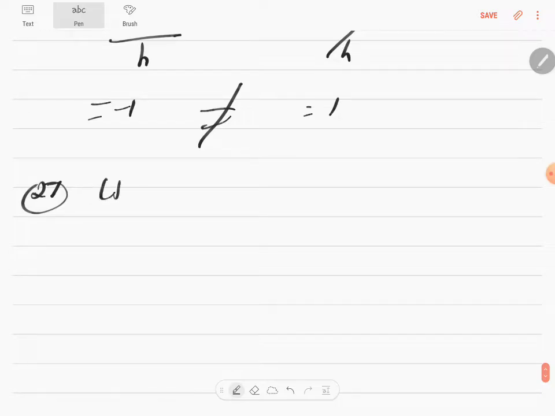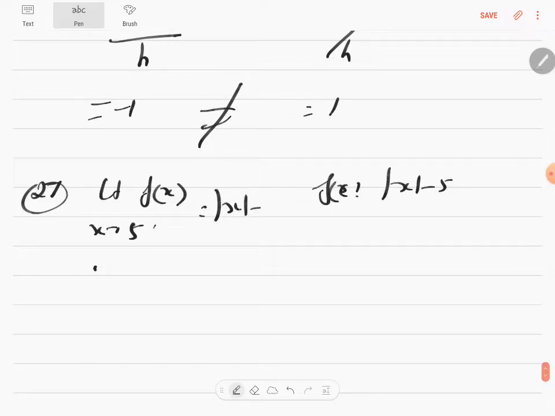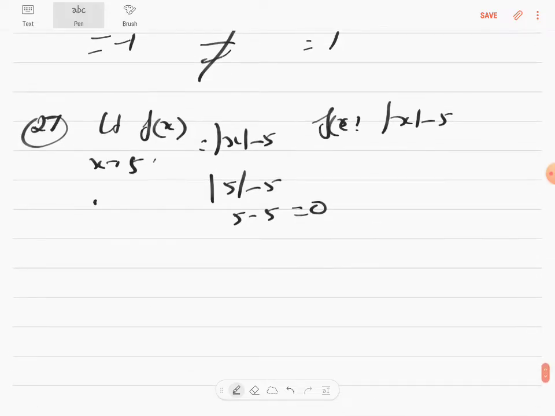A limit of f of x at x tends to 5 is what you need to find. F of x itself is mod x minus 5. The formula itself is mod x minus 5. There is no denominator. Direct substitution, mod 5 minus 5, which is 5 minus 5, the answer is 0. It's a simple sum, right?